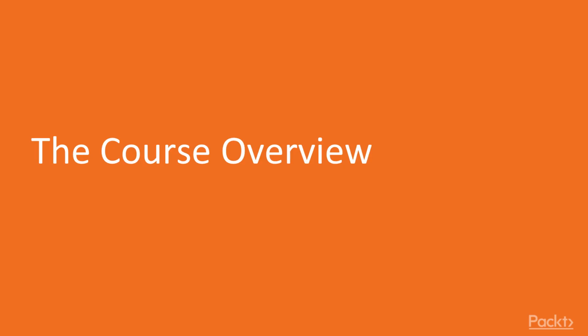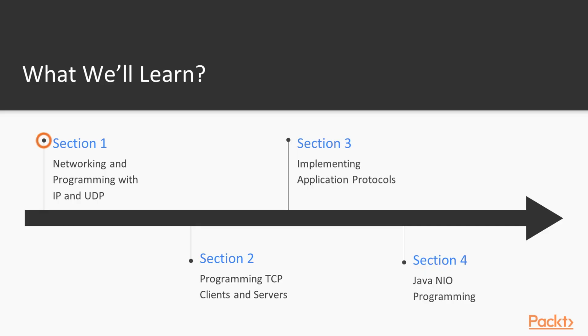In this course, we will have four sections. Section one is about fundamentals introduction. Section two is mainly about TCP/IP servers. Section three is implementing application protocols. And section four is about using Java new IO.